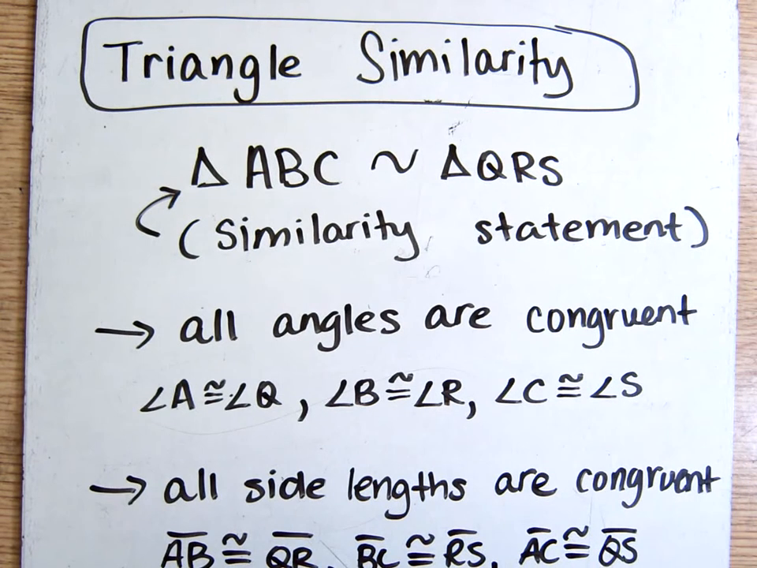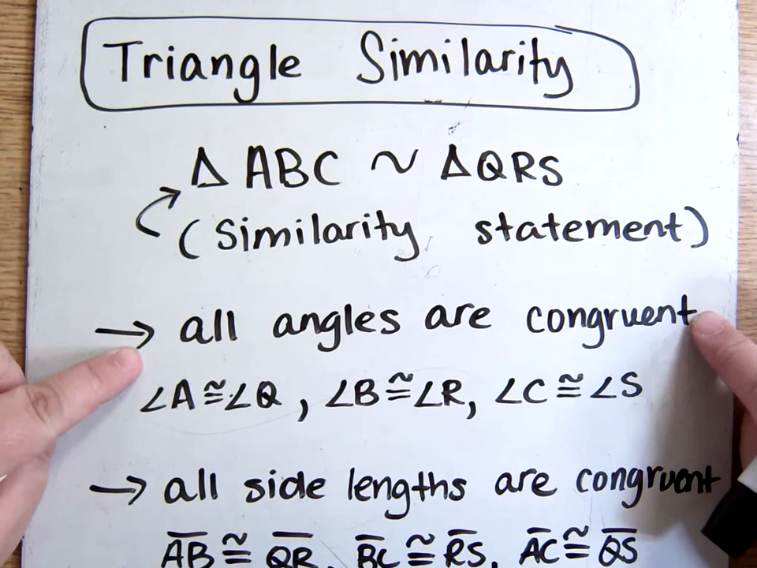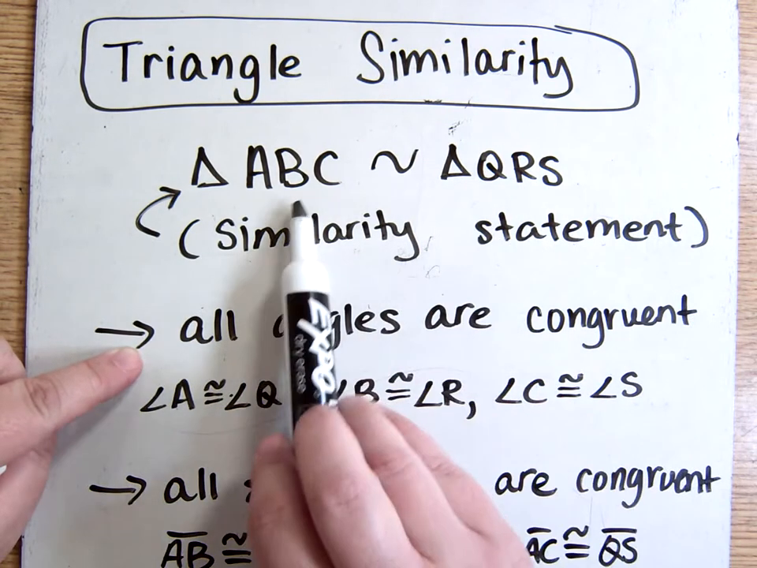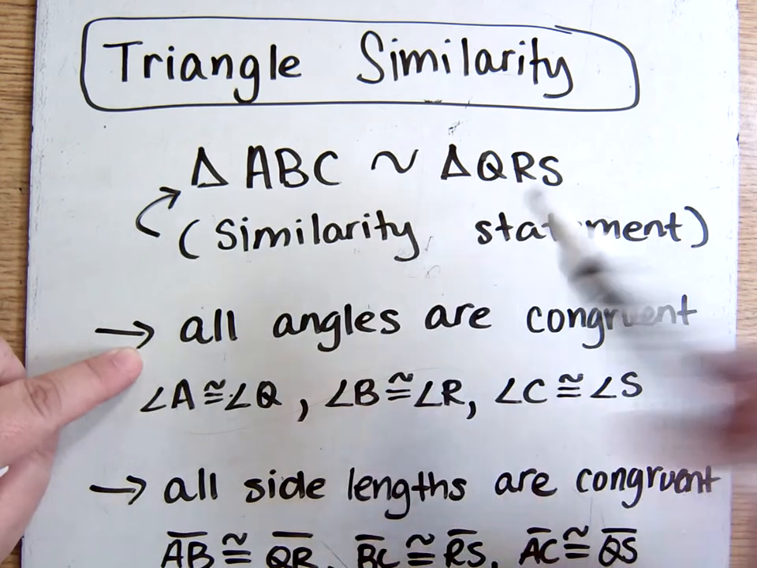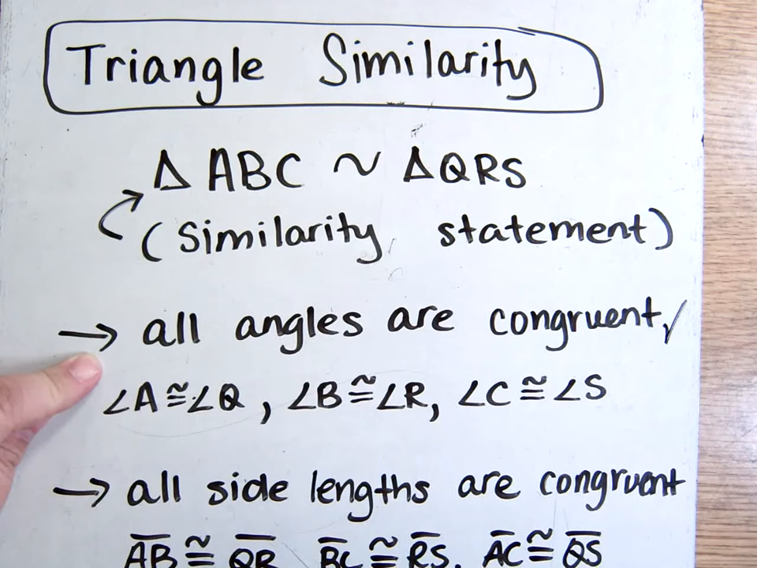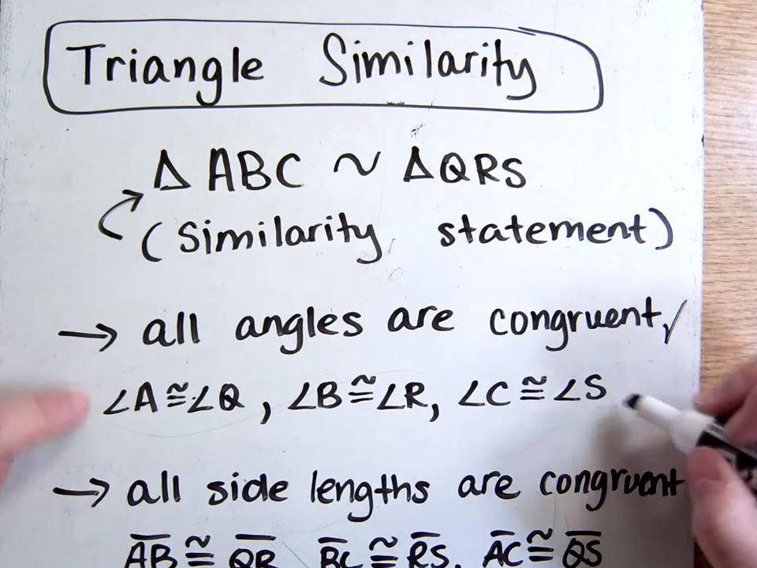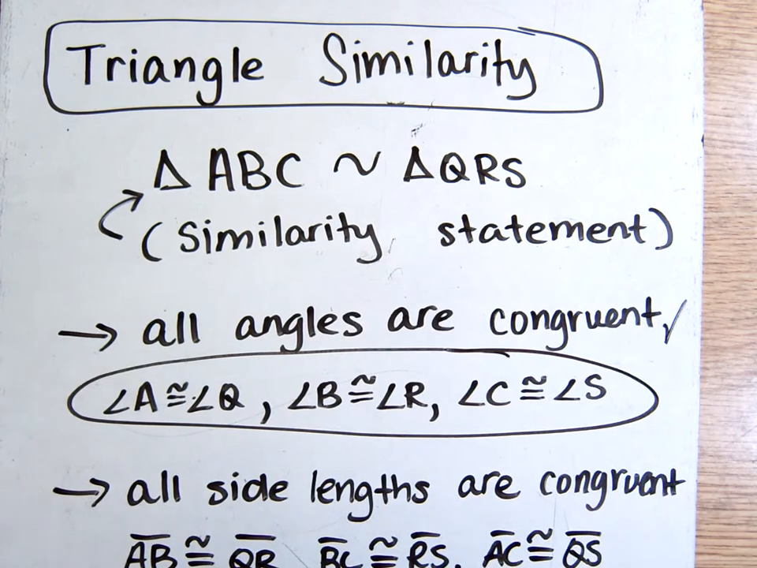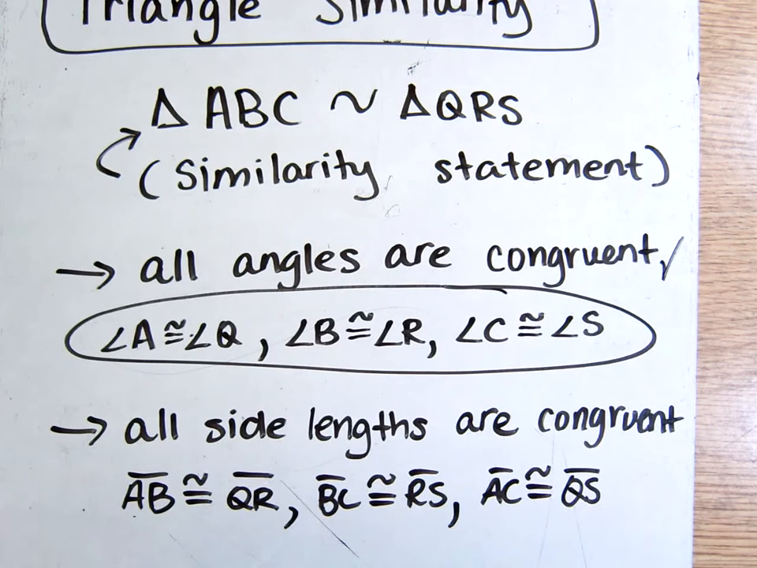Next thing is, what about the angles? If two triangles are similar and order still matters, are the corresponding angles congruent? The answer is yes. All the corresponding angles are still congruent. That's still true for similar triangles. So all of this still holds true. How about the side lengths? Side lengths are a different matter. Side lengths are not congruent.